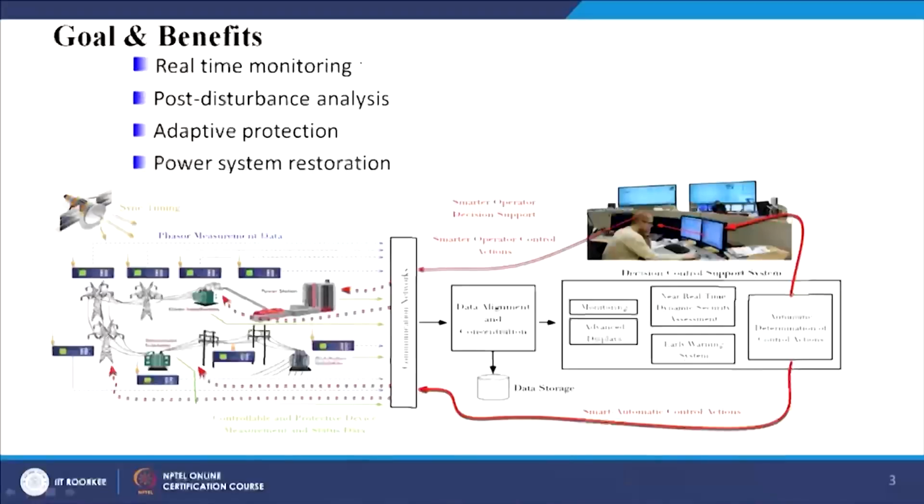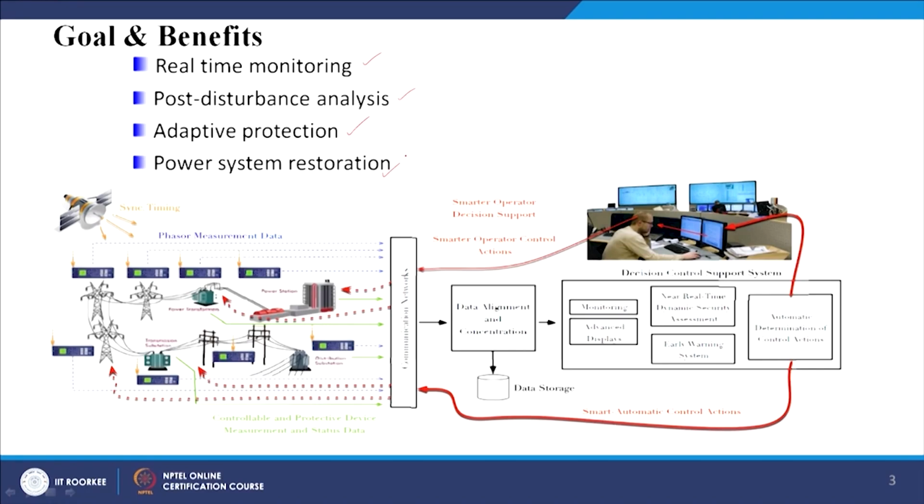Now, what are the goals and the benefits we are going to get from WAMS technology? The first is real time monitoring, the second is post disturbance analysis, the third is adaptive protection, and next is power system restoration. We will discuss these points one by one, along with the corresponding benefits.